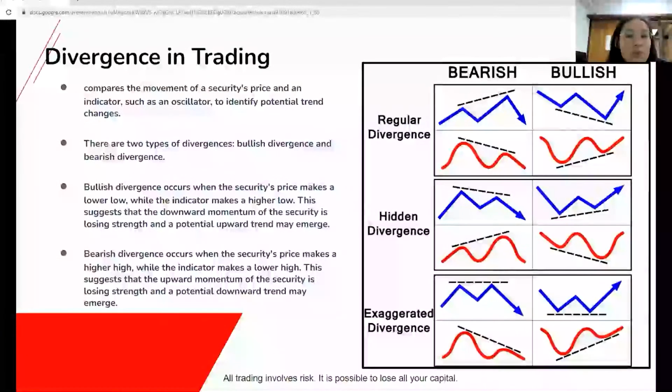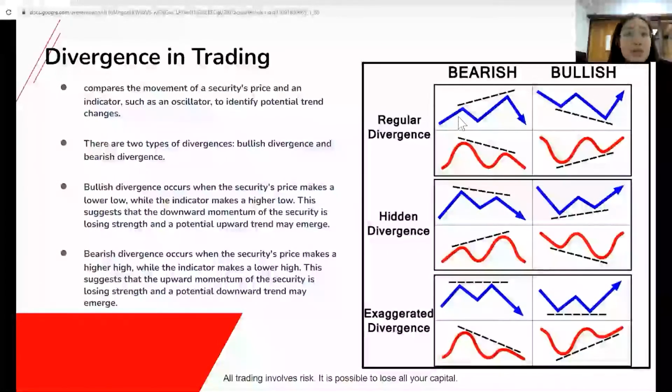Meanwhile, bearish divergence occurs when the security's price makes a higher high, while the indicator makes a lower high. This suggests that the upward momentum of the security is losing strength and a potential downward trend may emerge. If you take a look at the image that I've included here, we have the regular divergence, hidden divergence, and exaggerated divergence. But for now, let's just take a look at the regular divergence.